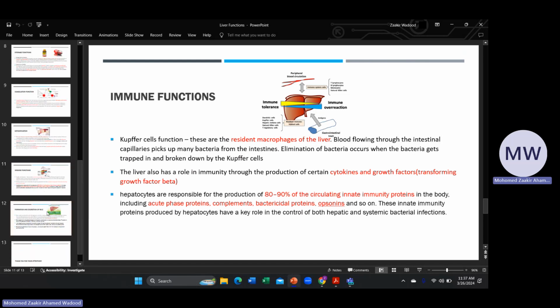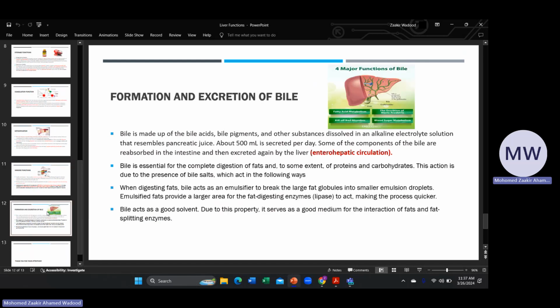And finally, we come to the formation and excretion of bile. Bile is essentially, as you know, made up of bile acids, pigments, as well as other substances dissolved in an alkaline solution, as I mentioned over here, and then something similar to pancreatic juice. Some components are typically reabsorbed in the intestine and then excreted again. This is the so-called enterohepatic circulation.